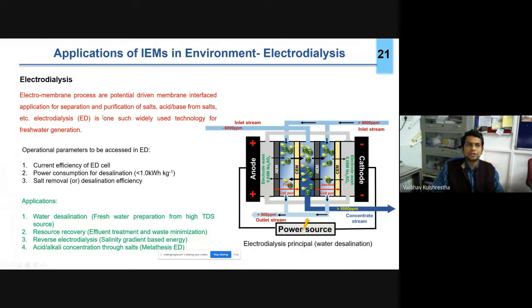Electromembrane process is a potential driven membrane interface application for separation and purification of salt, acid and alkaline solutions. The operational parameter for electrodialysis is basically the current efficiency of the ED unit. Power consumption for desalination is less than 1 kilowatt hour per kg, and almost 99% of salt can be removed by this. There are different applications of electrodialysis: water desalination, resource recovery, reverse electrodialysis, and concentration of waste acid and alkaline solution by metathesis electrodialysis.